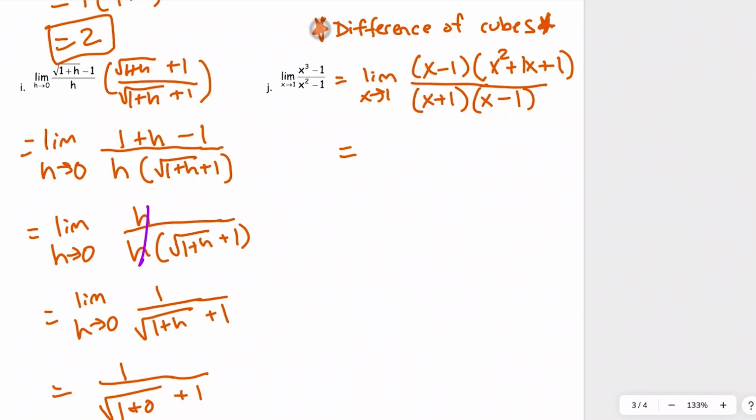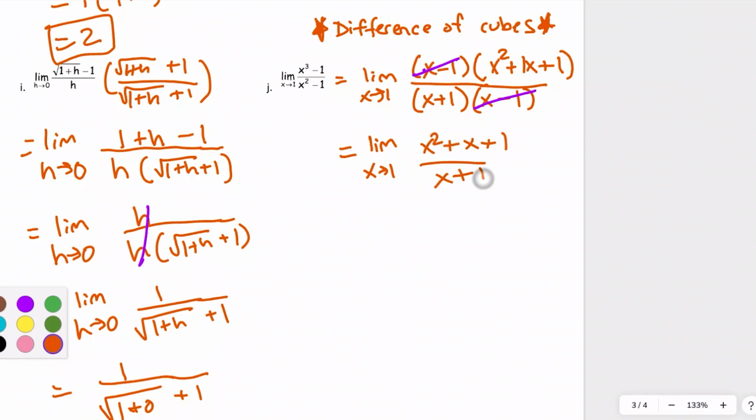There's tons of YouTube videos out there to explain it. But you might want to just commit that to memory, how to factor either a difference or even a sum of 2 cubes. We're not going to go over that right now. So limit as x approaches 1, we see that these x minus 1s are going to reduce to 1, leaving me with x squared plus x plus 1 over x plus 1, and now we can substitute in 1. So using direct substitution, we get 1 squared is 1, plus 1 over 1 plus 1, which is 3 halves.